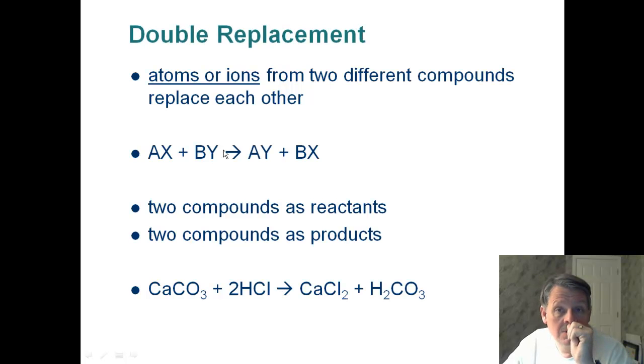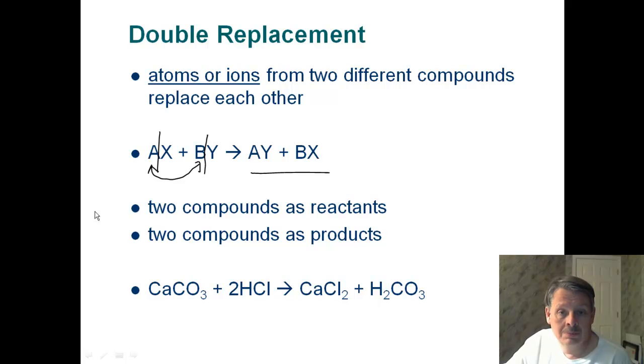So what does that look like in chemistry? Well, atoms or ions from two different compounds replace each other. So let's look. We have A and X and B and Y. Think of these as two ionic compounds, where we have two metals and two nonmetals, and A and B are going to switch partners. So B is going to go with X, A is going to go with Y, and you end up with two compounds on the right. So you have two compounds as reactants, you have two compounds as products.